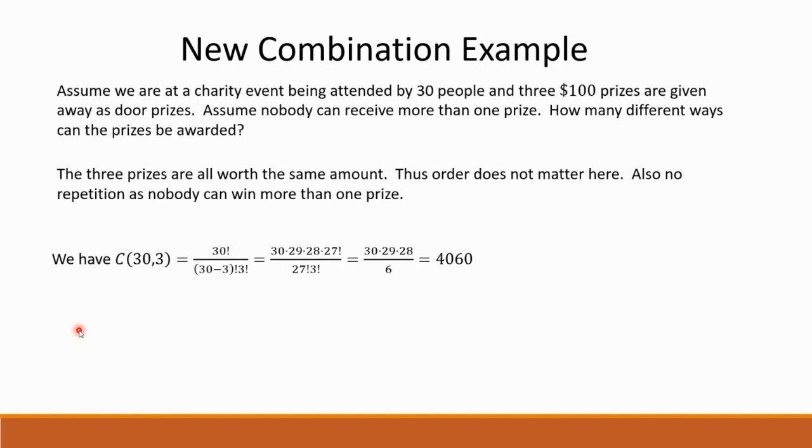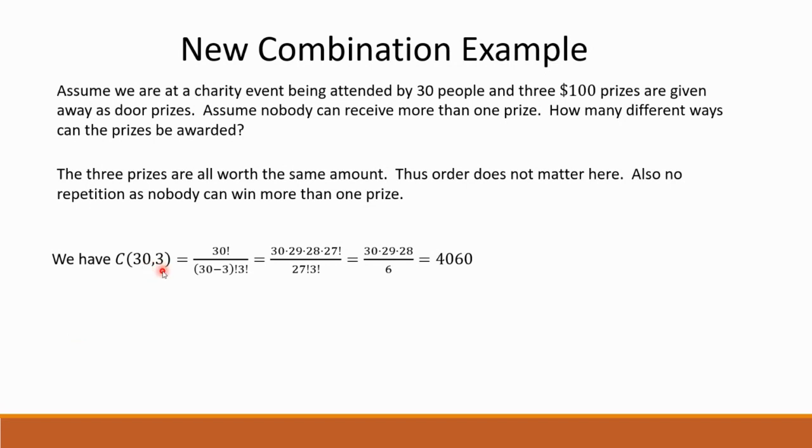It's not like the person who wins first gets the bigger prize, and the next person wins the next prize, and so on. They're all the same, so order doesn't matter. The idea is you have 30 people, and you're coming up with a way to choose 3 of them without regard to order and not allowing repetition. Well, that's what the C of 30, 3 is.